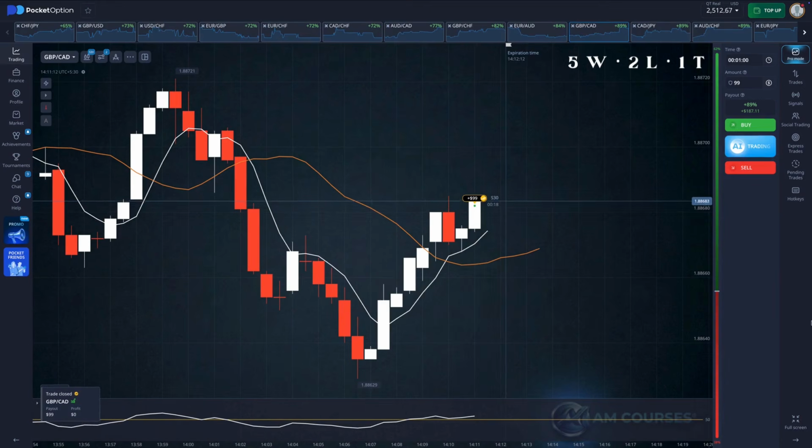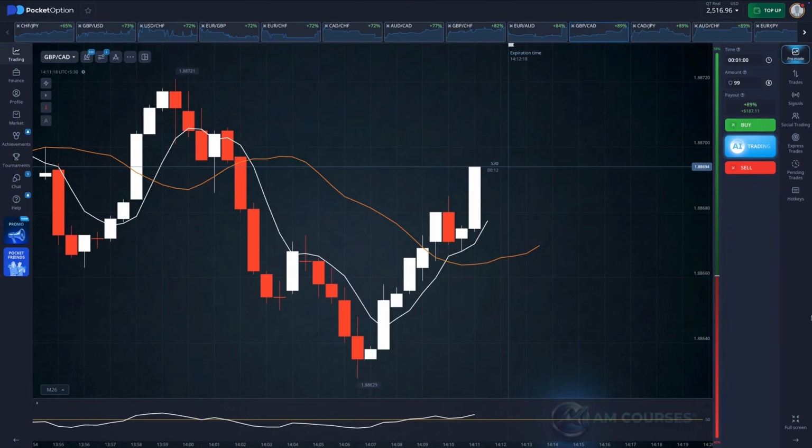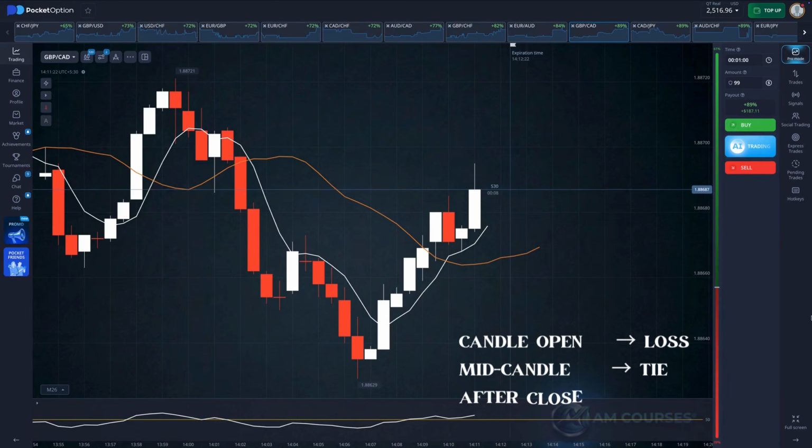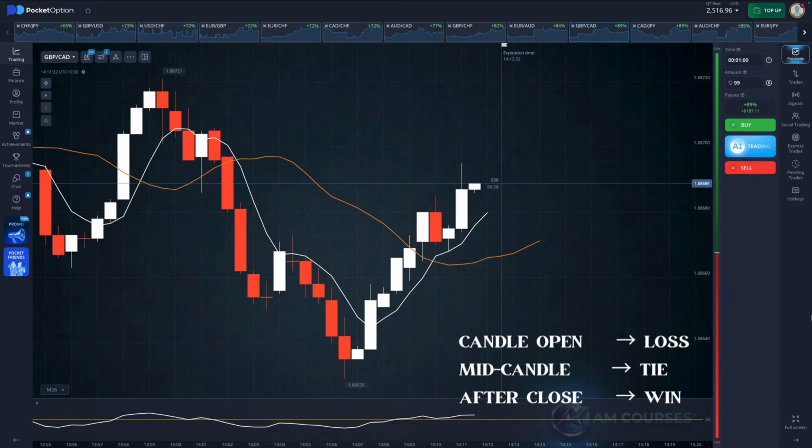The trade expires exactly where I entered. Not a win, not a loss. The money comes back, and that is it. Now here is what makes this the perfect last trade. Same signal. 3 possible entry points. At the start of that candle, this trade loses. In the middle, where I actually clicked, it ties. And after the candle closes, it wins. 1 signal. 3 different results. The only variable was when.